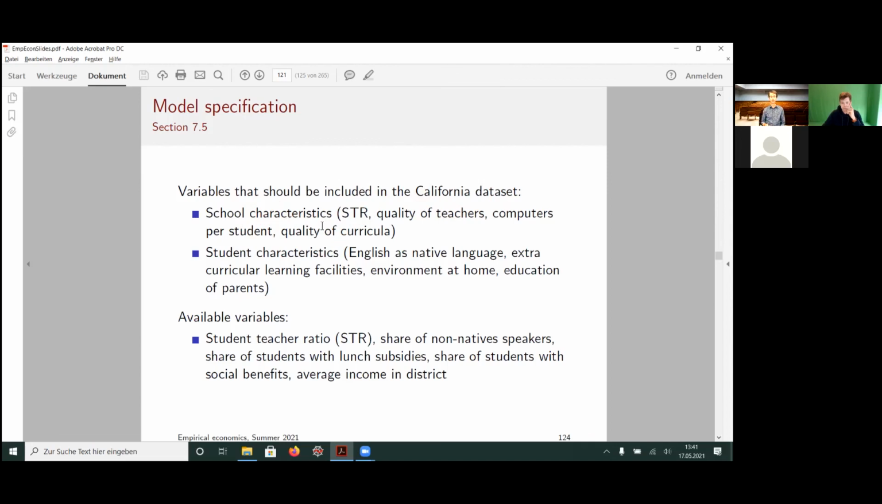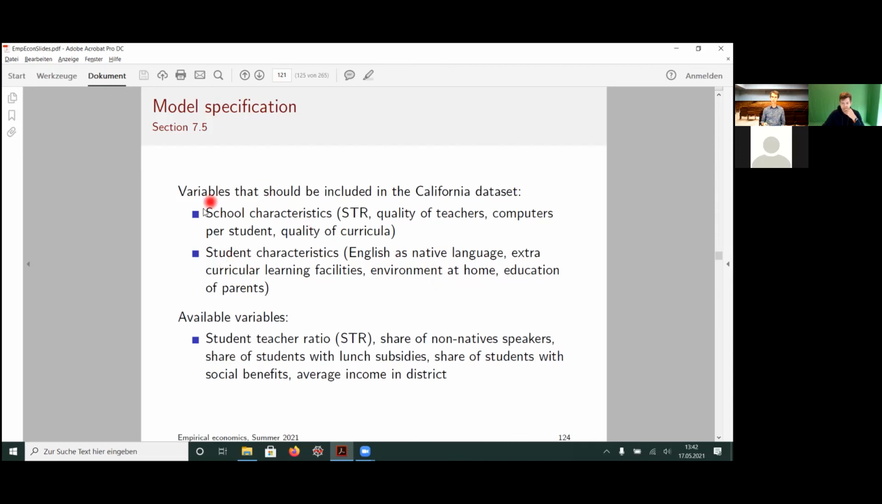and so on. And then in the second group are the variables that relate to the students themselves. For instance, English as a native language, what's the percentage of English learners? This is outside the scope of policymaking. Are there any extracurricular learning facilities? This very often is also outside the scope of educational policy. What's the environment at home for the students? This is definitely outside the scope of policy. And what's the education of the parents? That's also just given. Okay.